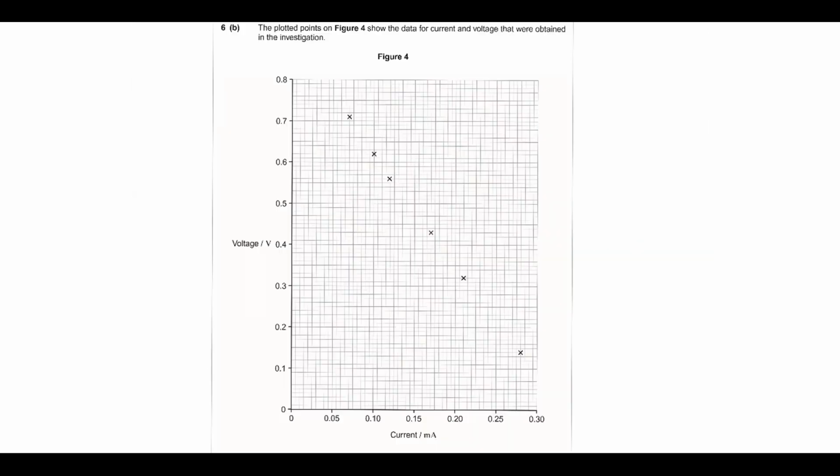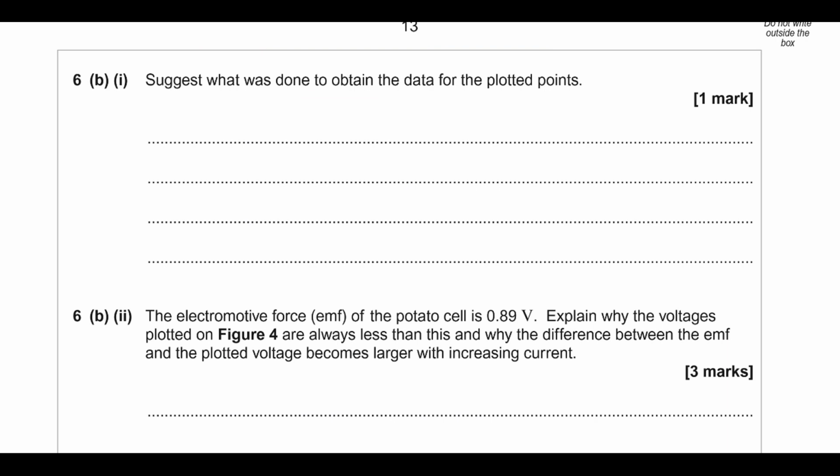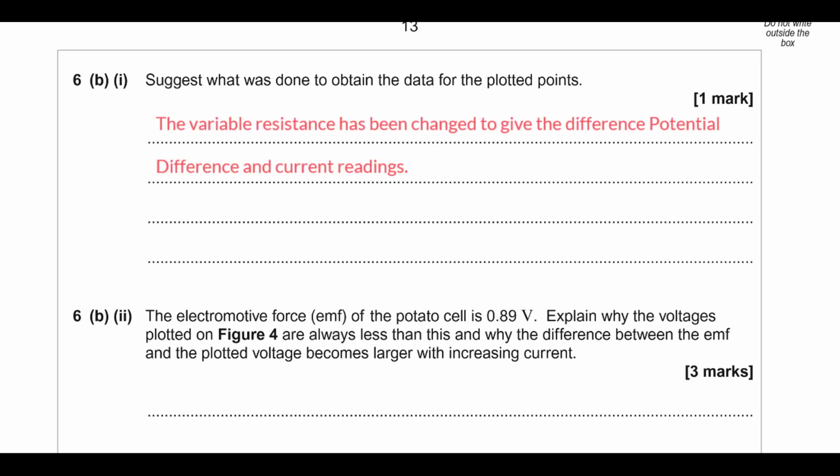So that's that one. Okay, so we've got a graph of potential difference against current, or terminal voltage against current, for this experiment. It looks like this, pretty much as you should expect having done this experiment. So suggest what has been done to obtain the data points. What's been done is the variable resistance has been changed, which alters the potential difference and current, giving you the values there.